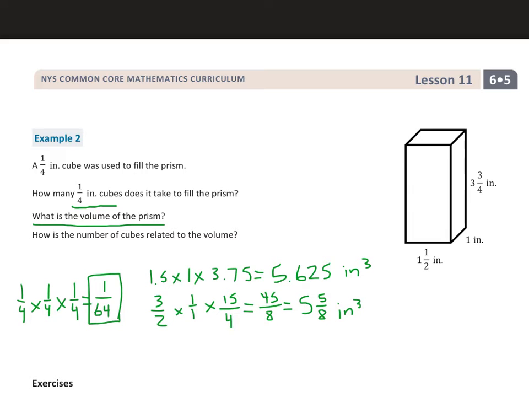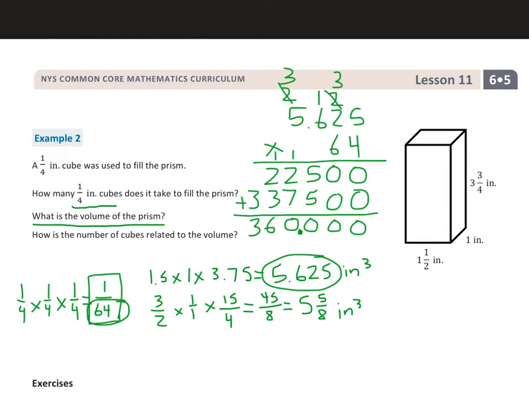Okay? And so what I want to show you is how we're going to simply take that denominator 64 times, right, of these. So we're going to have to take this number and multiply it by 64 in order to find out how many of those 1/4 inch cubes. So do we want to do decimal form? We want to do fractional form? I'm going to do decimal form. So I'm going to do 5.625 times 64.